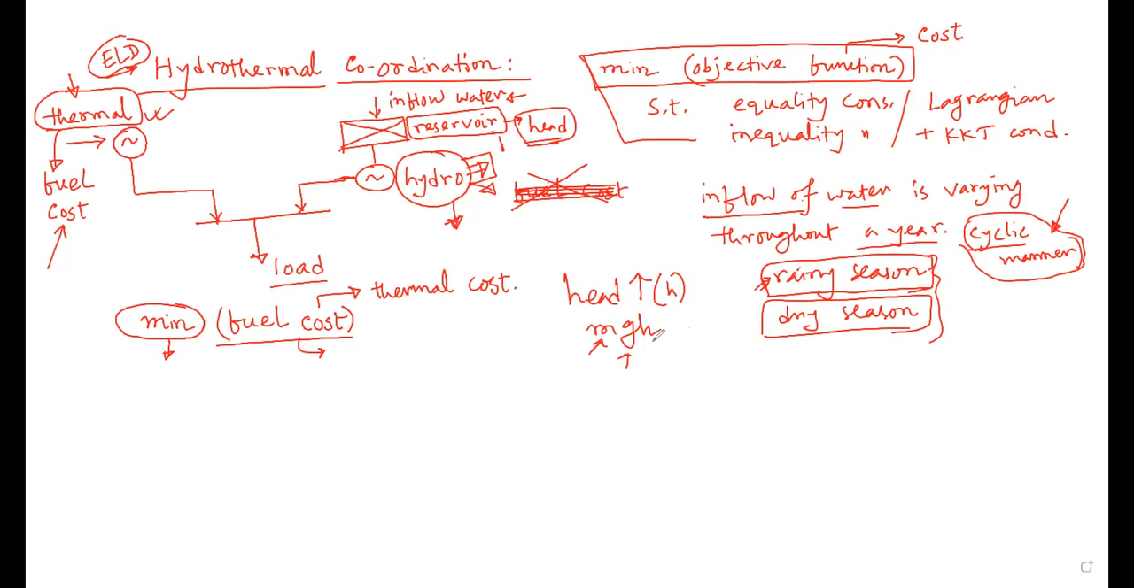That higher potential energy can easily be converted into high kinetic energy, and that high kinetic energy will be converted into rotational energy that will run the turbine, and the turbine will run the generator, and ultimately you will get the electrical energy output. So there is a direct linkage between the head height available here in the rainy season. Higher head means higher electrical output from this hydro unit.